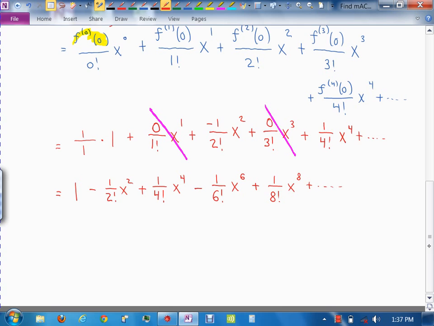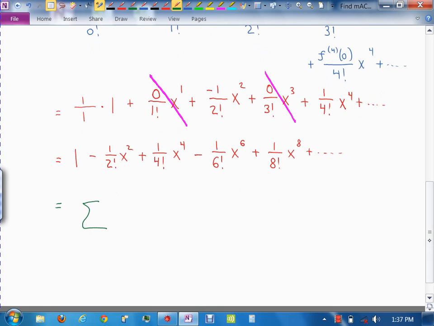But all right, so now our final goal here is for us to write this as a sigma notation and then find the radius of convergence. Those are the last things we're going to do. So how could I write this as in sigma notation? What do you notice about this series? It's alternating, isn't it? Positive, negative, positive, negative.